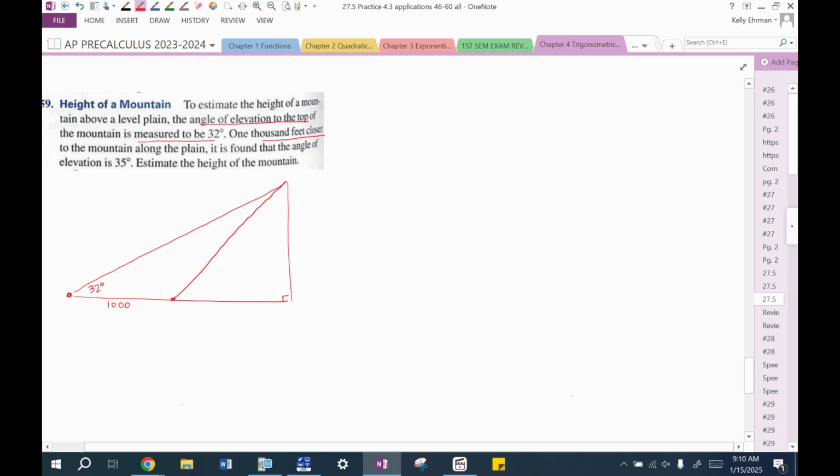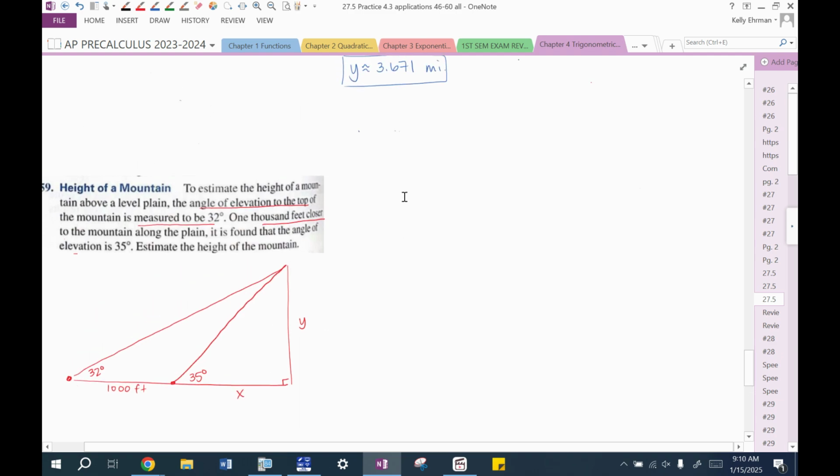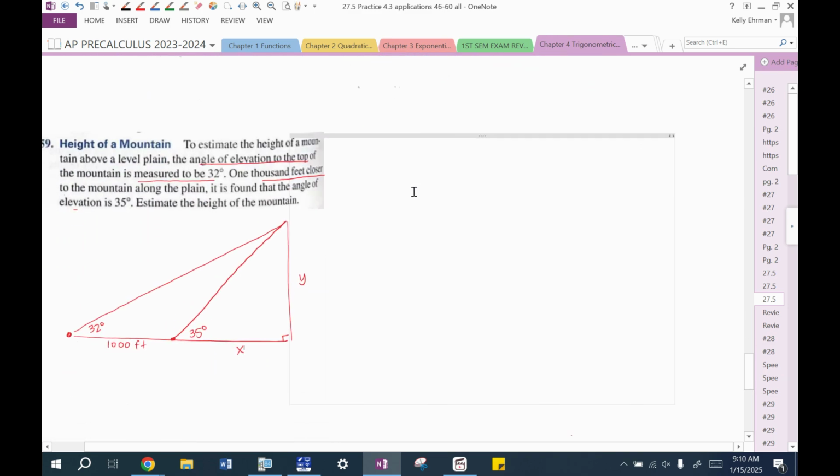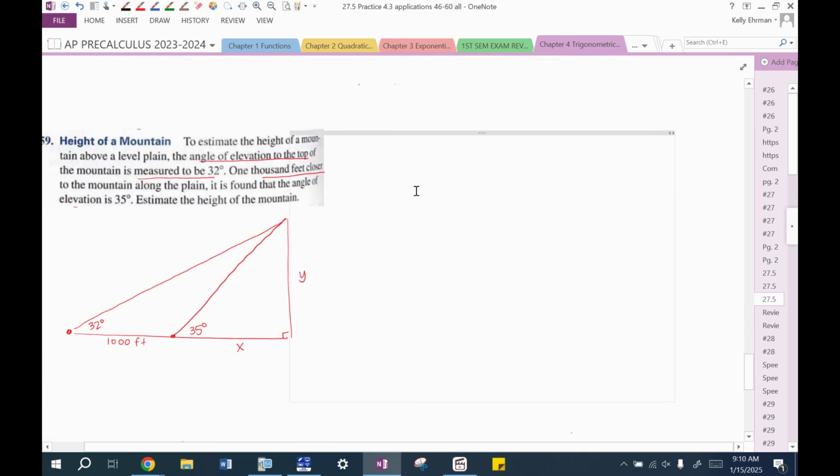How much closer did you get? You just traveled 1,000 feet. So that's just this little segment here. And now the angle of elevation is 35 degrees. Estimate the height of the mountain. So let's call that y again. This is the same thing we just did. Let's call that y. Let's call this x. See how this is the exact same thing? I just changed numbers. Okay, so let's set it up again. First we had a small triangle where the tangent of 35 degrees was equal to y over x. And then the other triangle is the large triangle where the tangent of 32 degrees is equal to y over x plus 1,000. This whole leg is x plus 1,000.